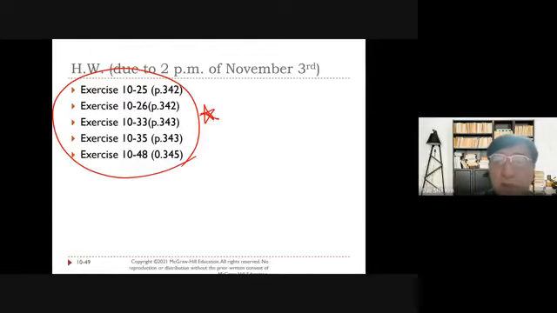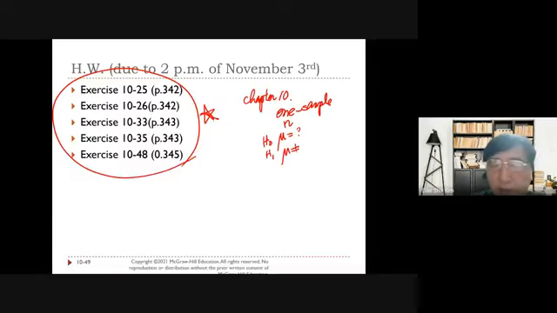Okay, and chapter 10, one sample. Using one sample of size n, we will test H0: mu is some number, or alternative mu is not, for example, 100. It is a two-tail problem, or a one-tail problem where H0 is mu is less than or equal to 100, and the alternative is mu is greater than 100, something like that.